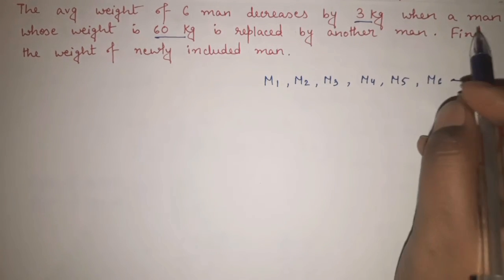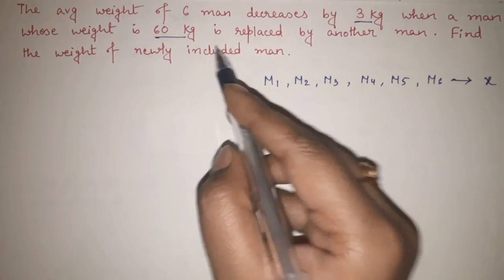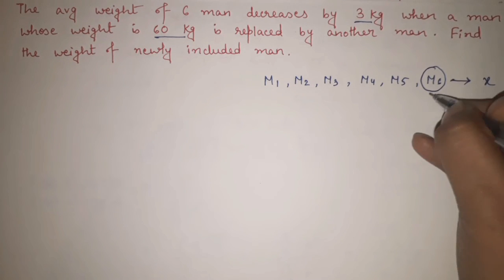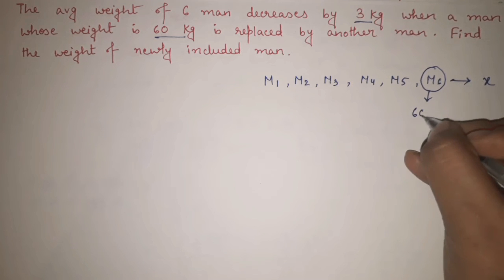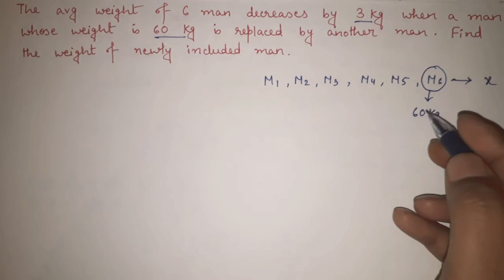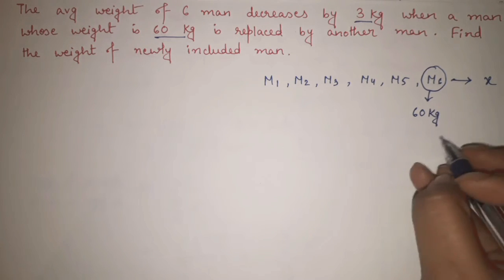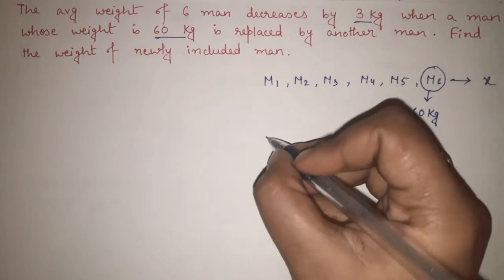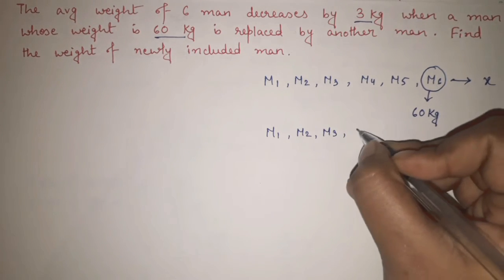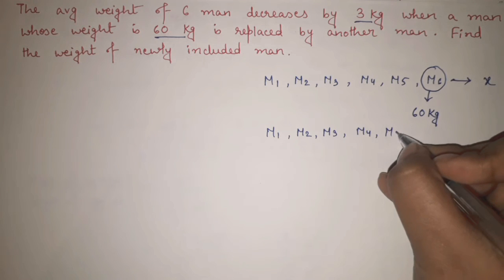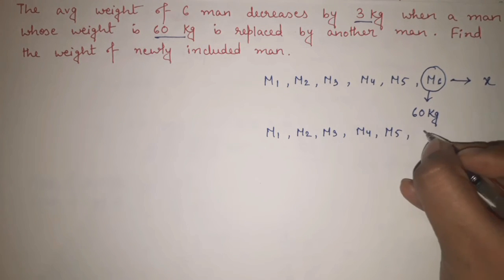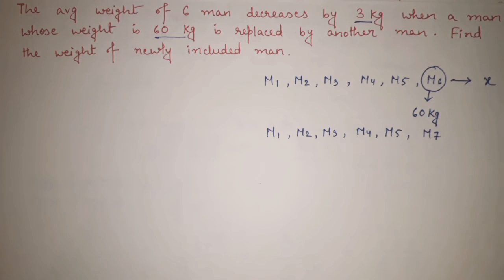Okay. Now, a man whose weight is 60 kg is replaced by another man. Now, let's say this M6, this man was of 60 kg. We are assuming that this man's weight was 60 kg. So, when we are replacing this man, M1, M2, M3, M4 and M5, these 5 men are as it is. But now instead of this M6, we are taking, let's say, some other man, let's say M7.